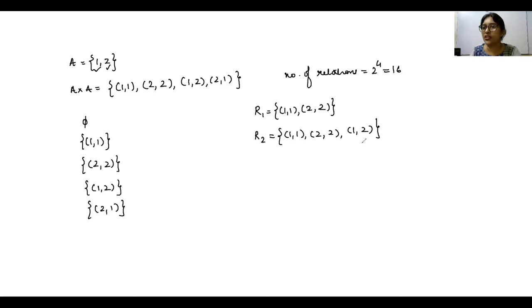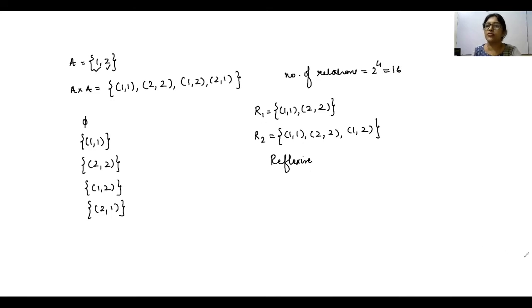You can put as many extra elements as you want, but (1, 1) and (2, 2) must be present in the relation. Then that relation is known as a reflexive relation. Like reflection, reflexive. If 1 is there, (1, 1) should be there. If 2 is there, (2, 2) should be there.